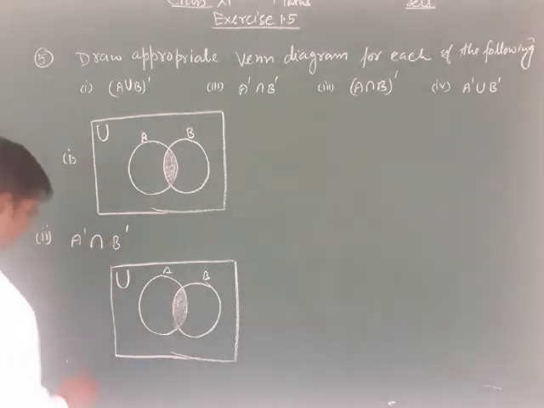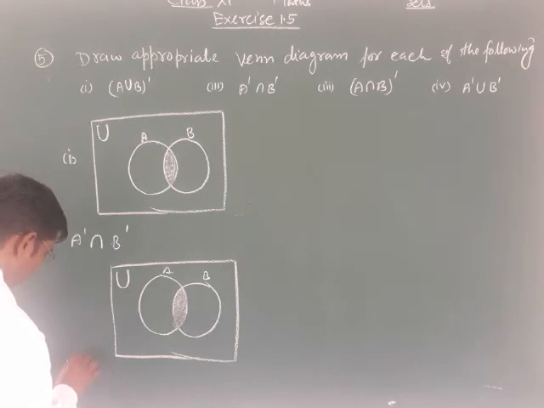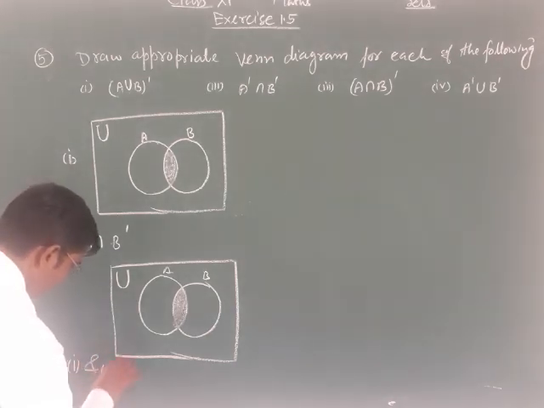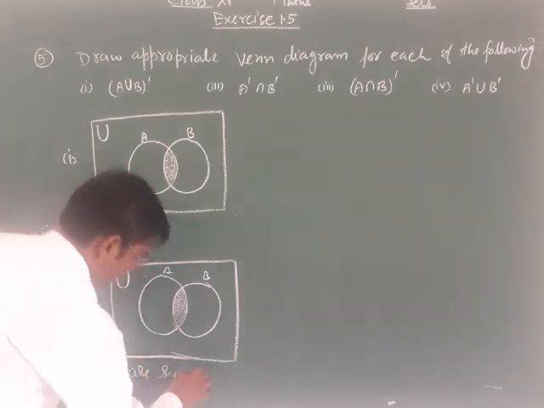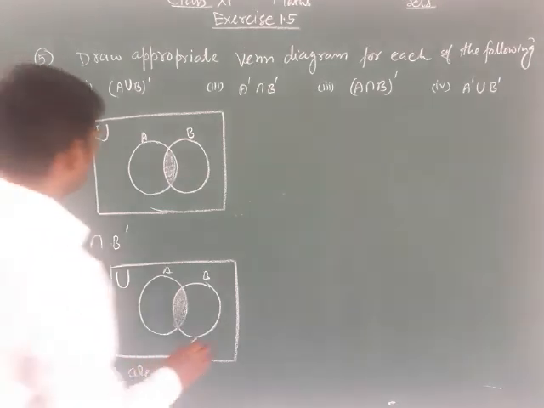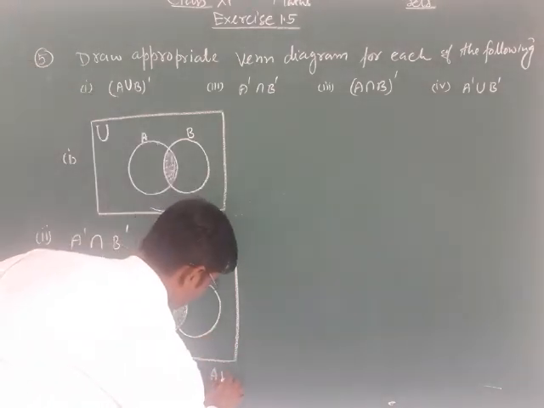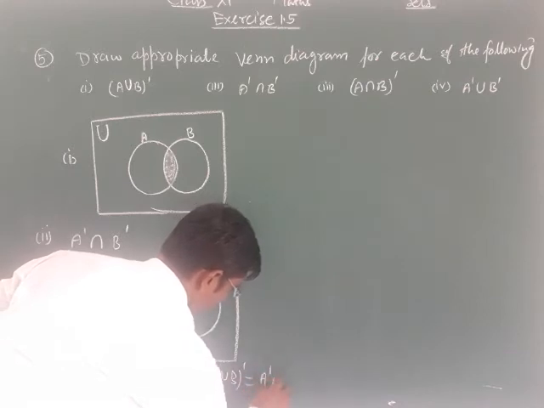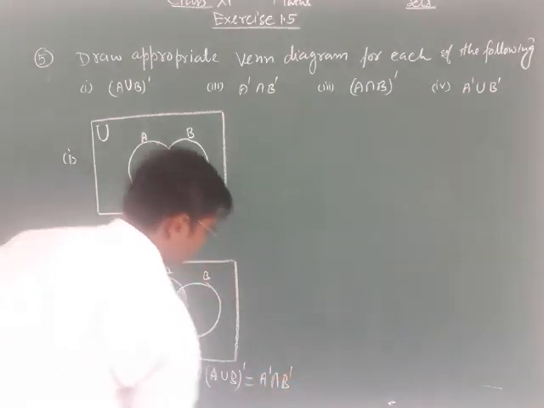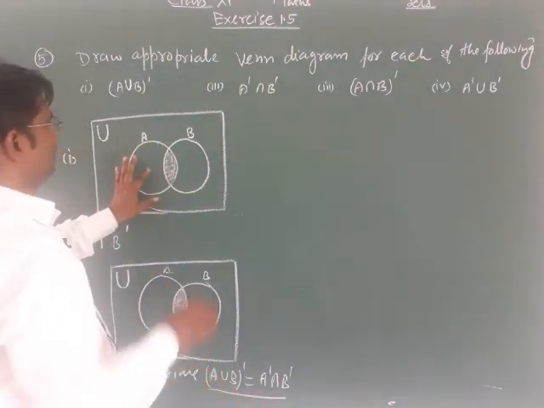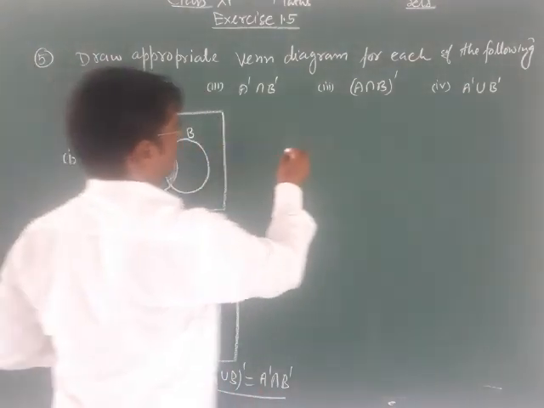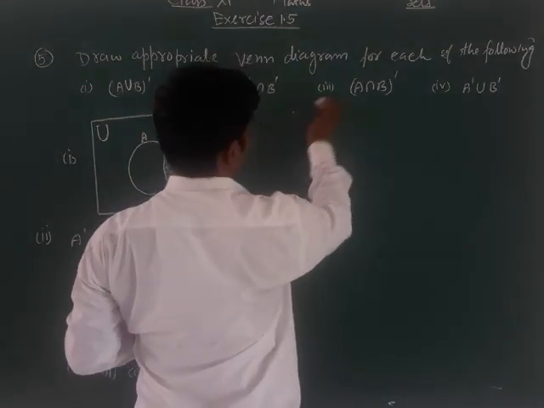So first part and second part are the same by De Morgan law. A union B complement is equal to complement of A intersection complement of B. So these are the same figure.